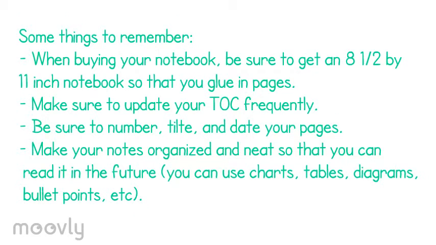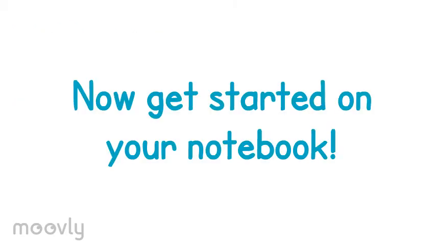There are some things that you need to remember when you create a notebook in Renaissance. First of all, you have to get an 8.5 by 11 inch notebook so you can glue in pages. Make sure you update your table of contents frequently. Be sure to title, number, and date your pages. Make your notes neat and organized so you can go back to it later. And like I said before, keep in mind that you can use charts, tables, diagrams, bullet points, or anything else to organize your notes. Now that you've heard what I had to say, go ahead and start with your notebook if you haven't already.